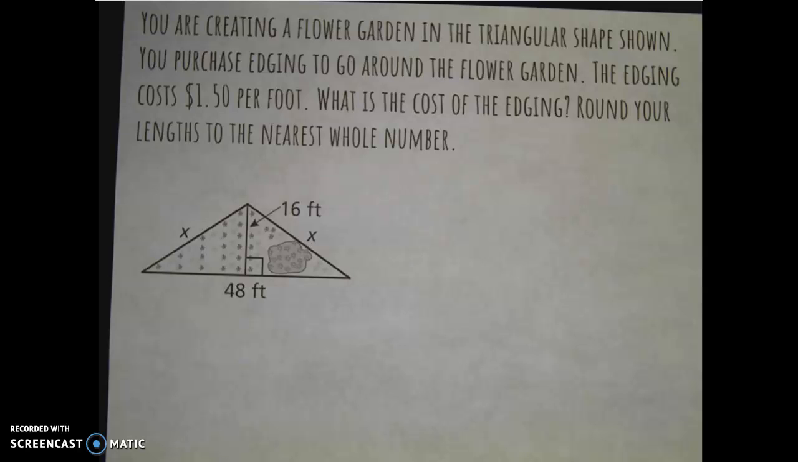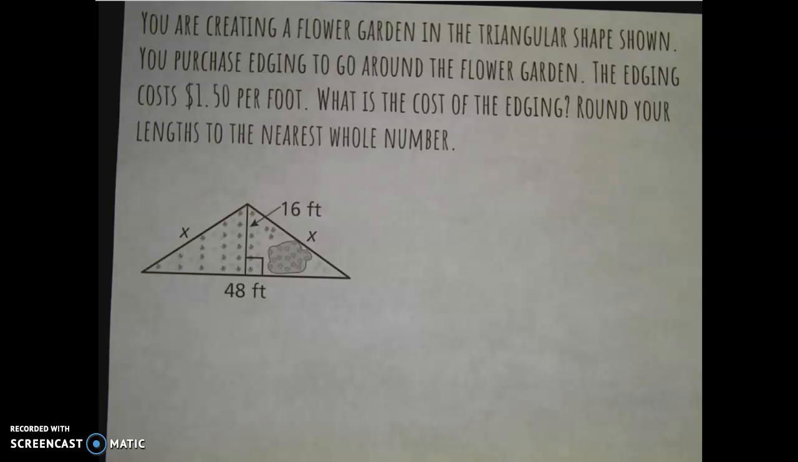All right, so these are the last few practice word problems from today's lesson. You are creating a flower garden in a triangular shape, shown. You purchase edging to go around the flower garden. The edging costs $1.50 per foot. What is the cost of the edging around your garden to the nearest whole number?